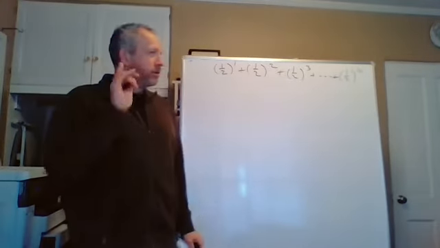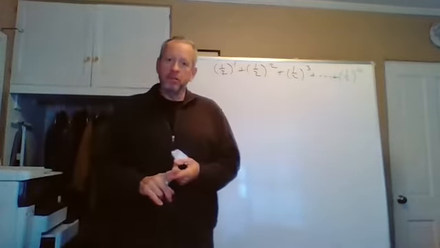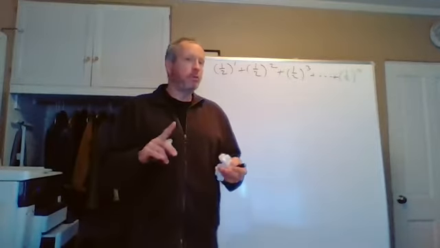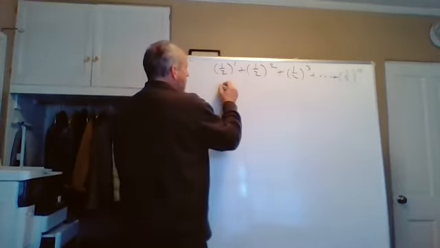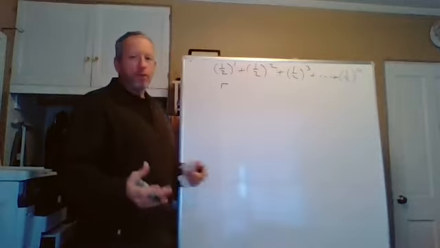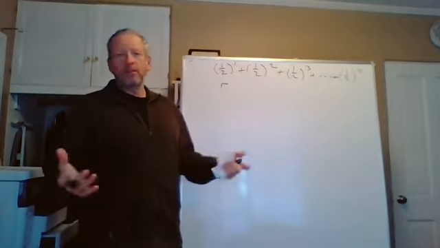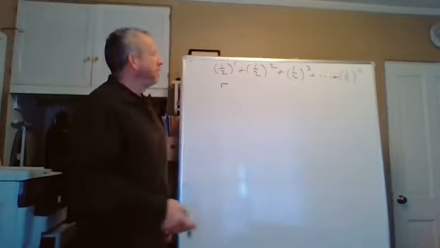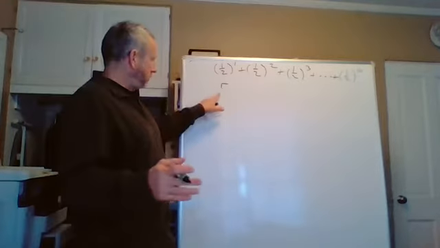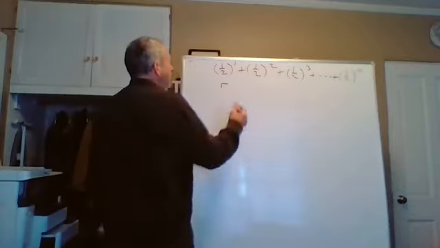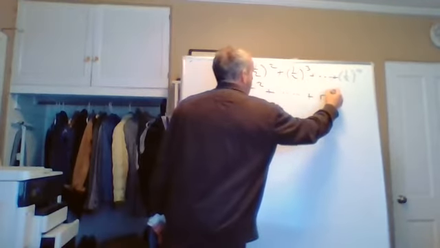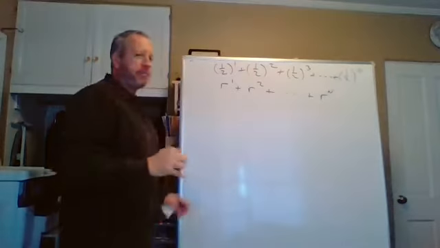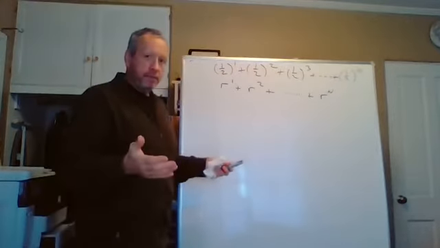There's a standard letter choice for this, and our book uses it, and most textbooks use it. What people use is the letter R. They use R for ratio, and it's called the common ratio. So we've got R raised to the power of 1 plus R raised to the power of 2 plus all the way out to, let's say, R raised to the power of n, because it doesn't have to be added up to 10. It could be any number.